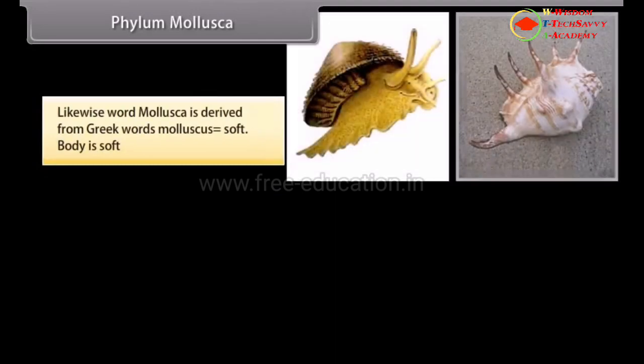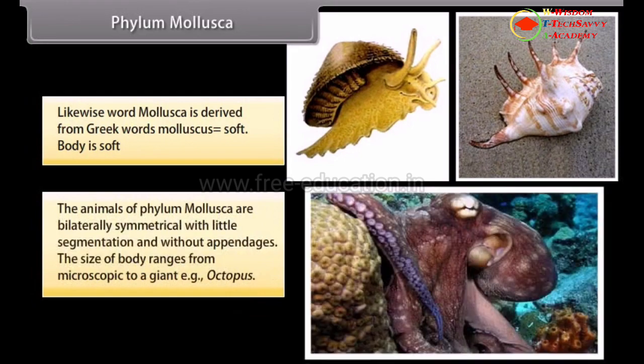Phylum Mollusca. Likewise, the word mollusca is derived from Greek words molluscus, soft, body is soft. The animals of phylum Mollusca are bilaterally symmetrical with little segmentation and without appendages. The size of body ranges from microscopic to a giant, that is, octopus.